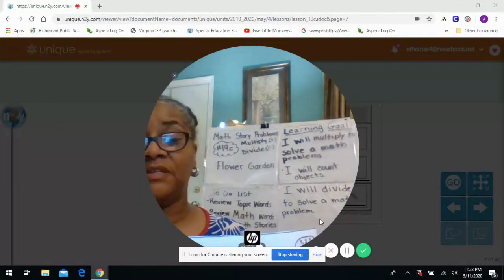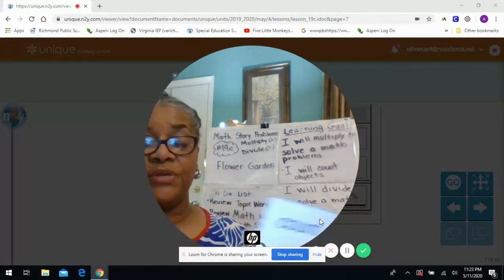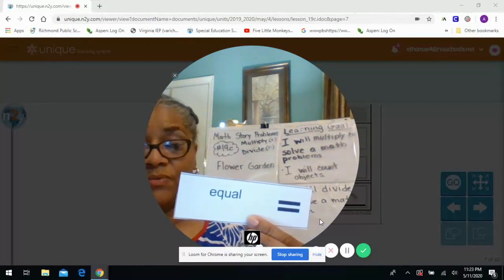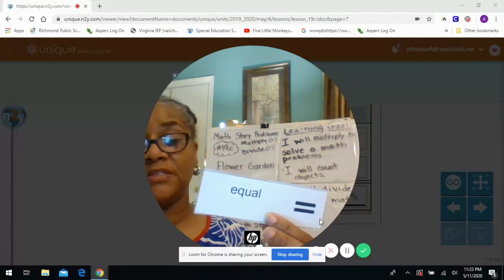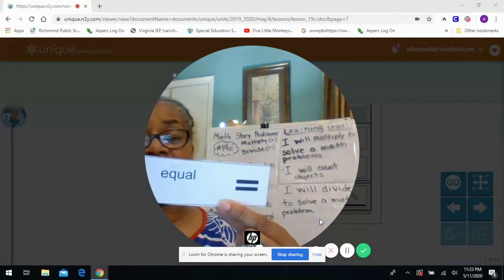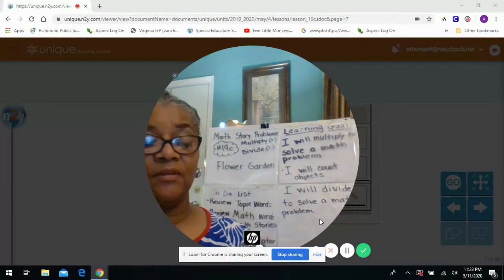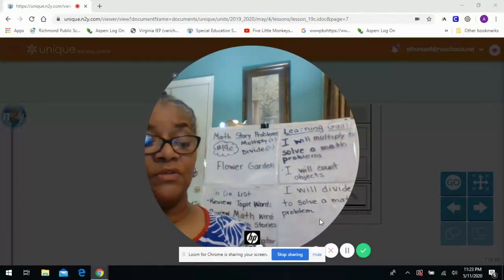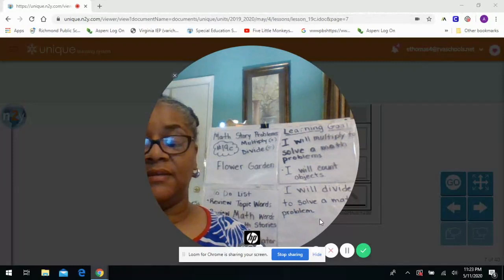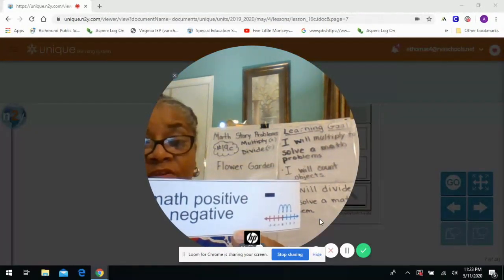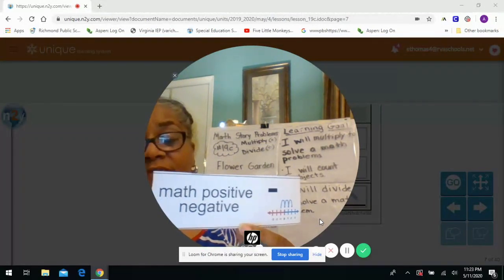Count is to name the numbers consecutively: 1, 2, 3, 4, 5, 6. Equal means mathematically equal or the same. We use the equal sign to give us the answer, but equal means the same. To solve also means to get the answer. Positive is greater than 0 and negative is less than 0.